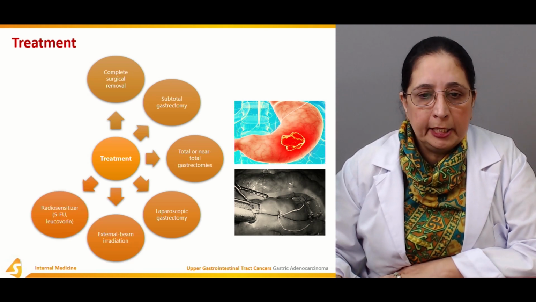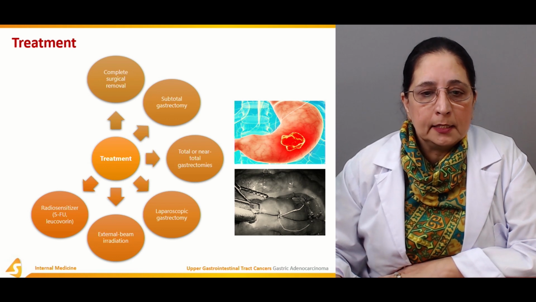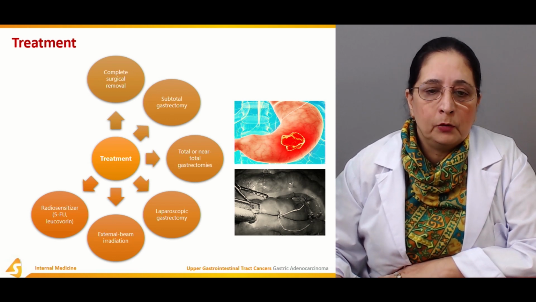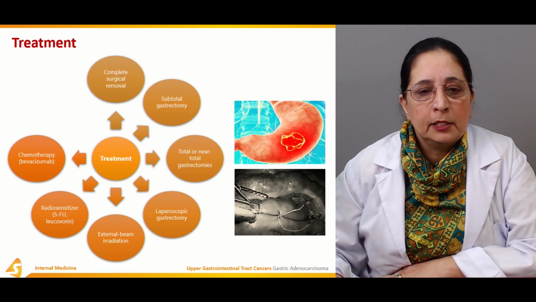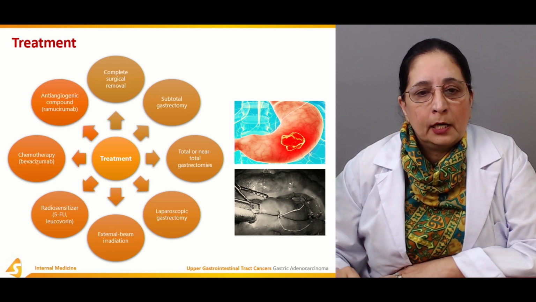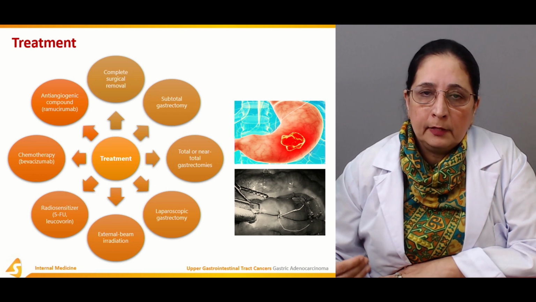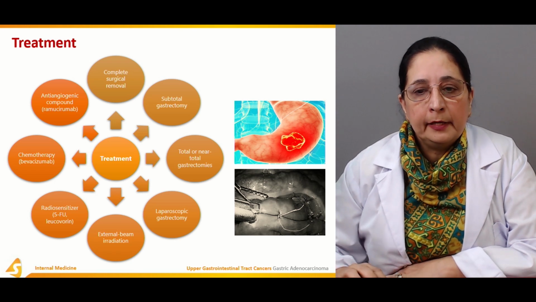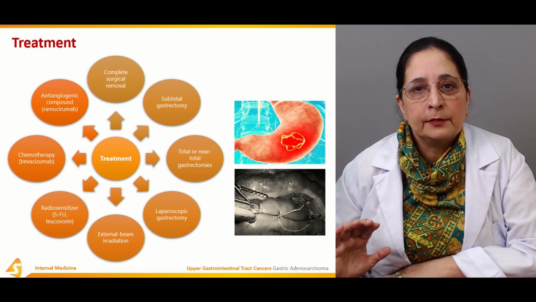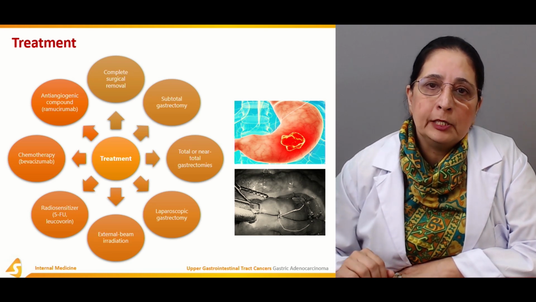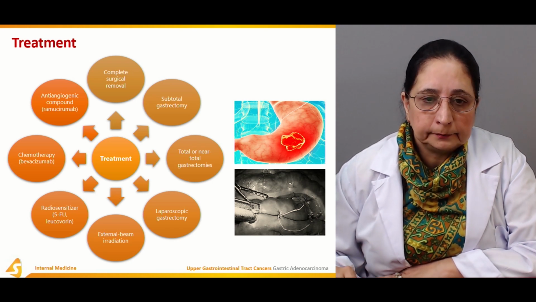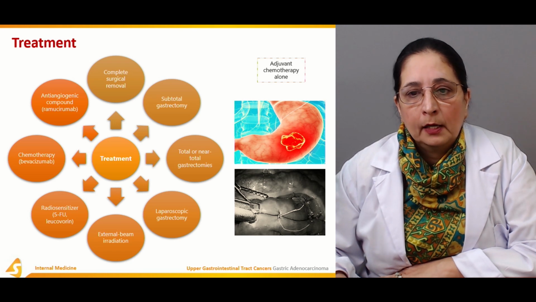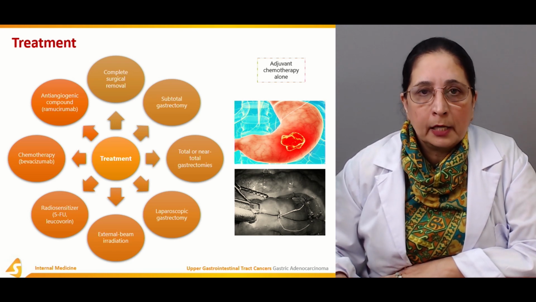External beam radiation, radiosensitizer, 5-fluorouracil, leucovorin. Then we have chemotherapy like bevacizumab. Then anti-angiogenic compound. Again, we discussed these two treatments previously also, so they are all very effective methods of treatment. So we have surgeries as well as medical treatment options for the treatment of gastric adenocarcinoma. Adjuvant chemotherapy alone can also be used.